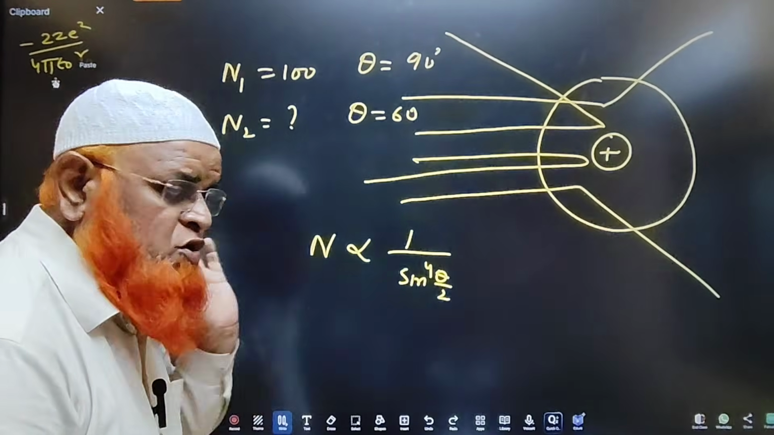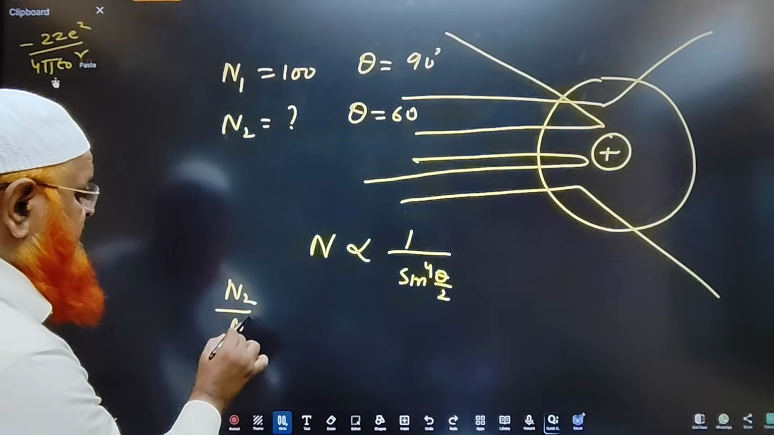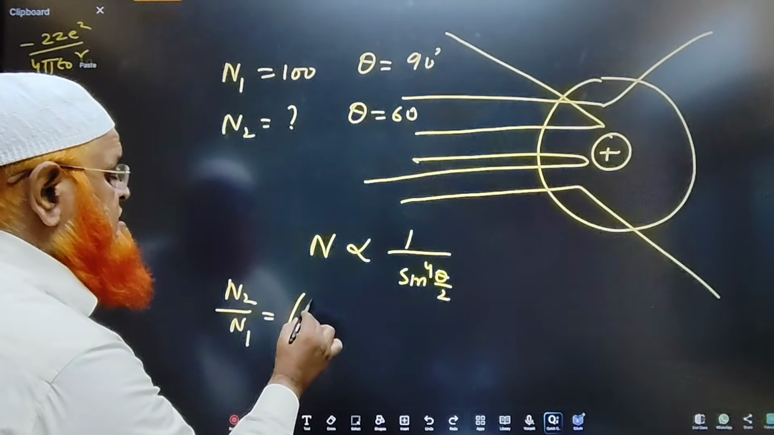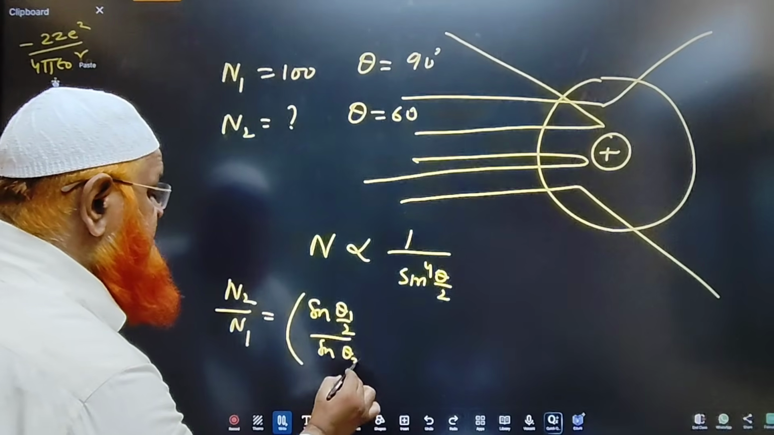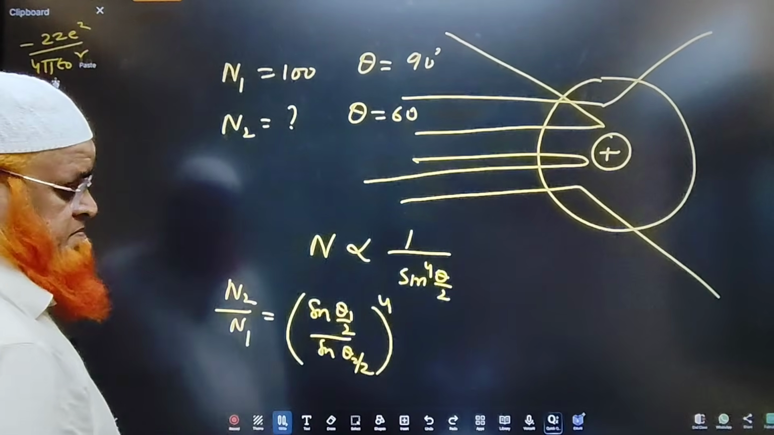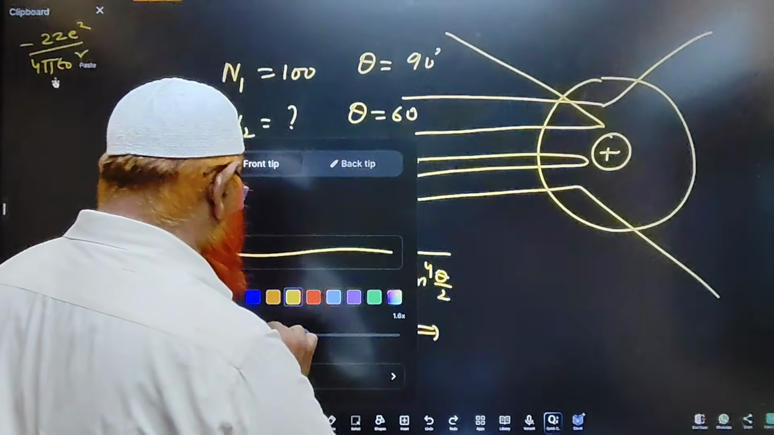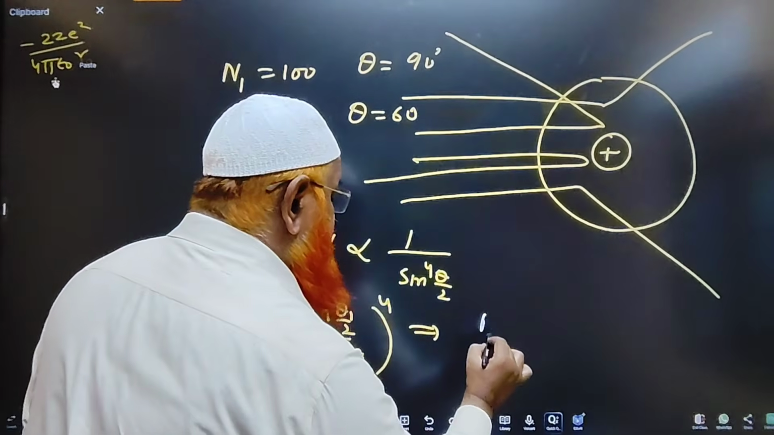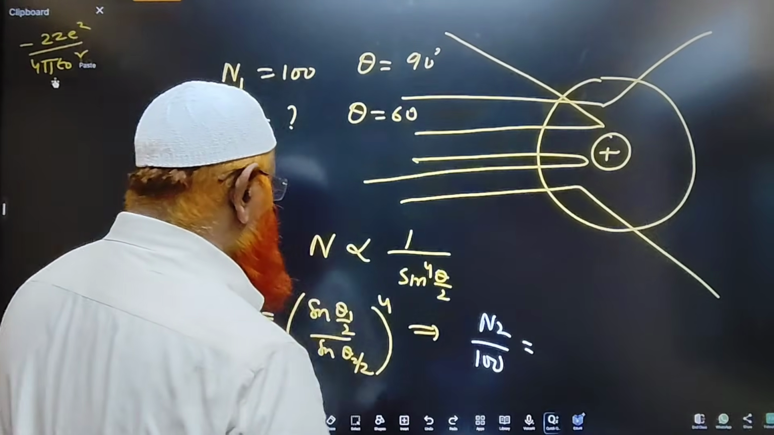N is inversely proportional to sine power of 4 theta by 2. So you write n2 by n1 is equal to sine power of theta 1 by 2 over sine power of theta 2 by 2, whole power of 4. So what is this now? Here n2 by n1 is given as 100.